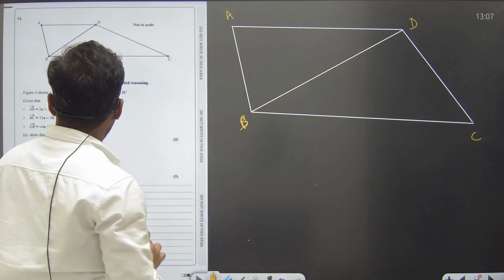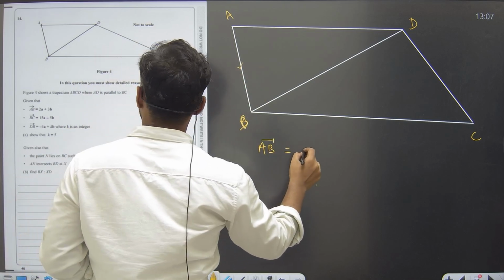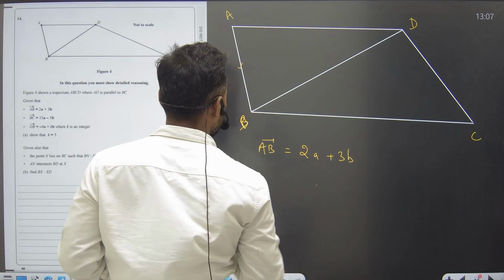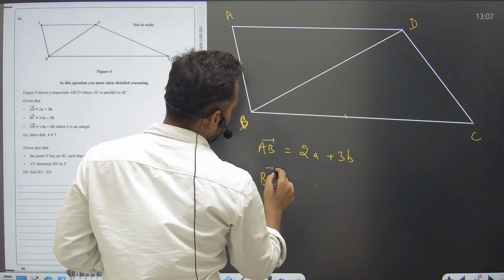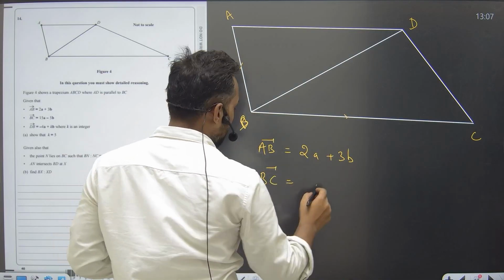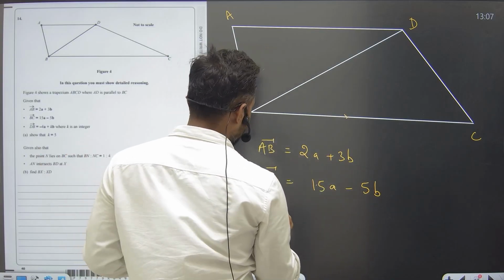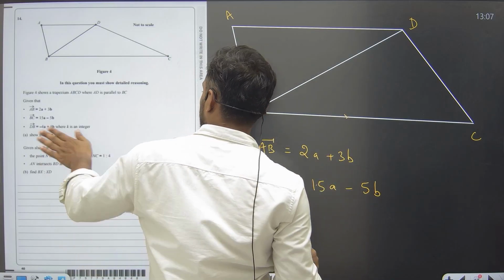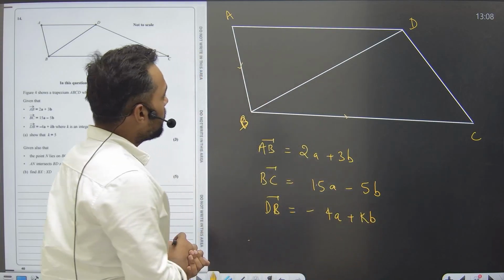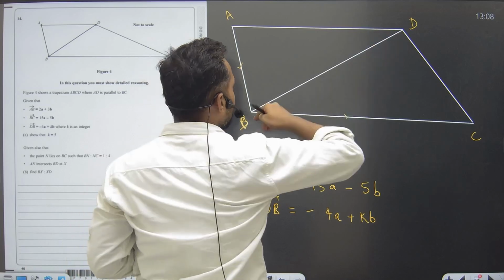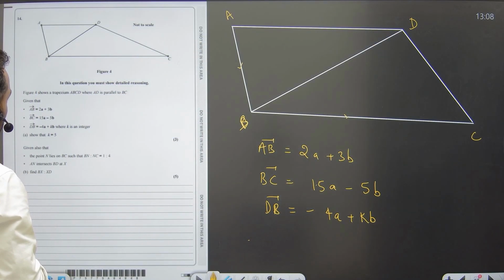For AB vector they have told 2a plus 3b is the value. For BC vector they have told 15a minus 5b. For DB vector they have told that the value is minus 4a plus kb. Now what we need to find: show that k is equal to 5.